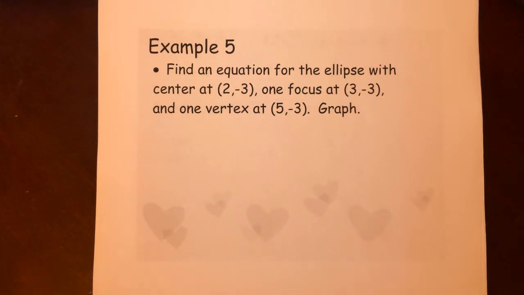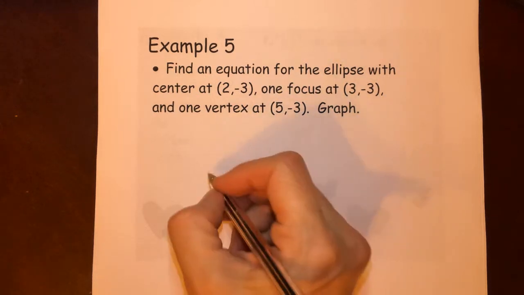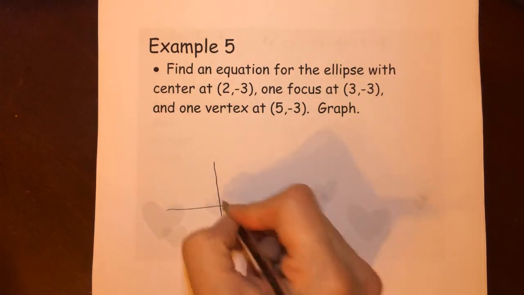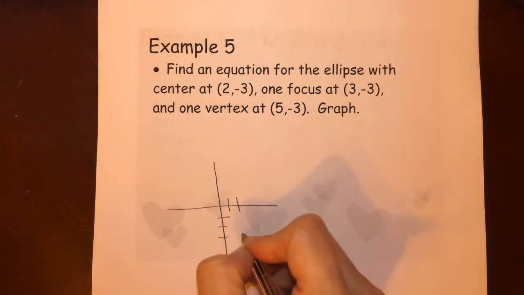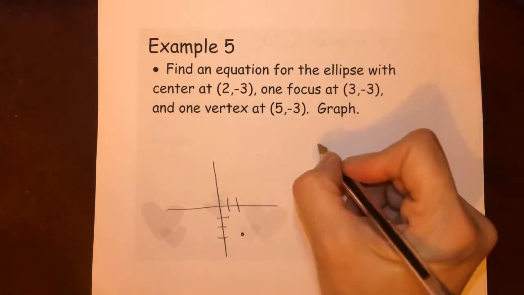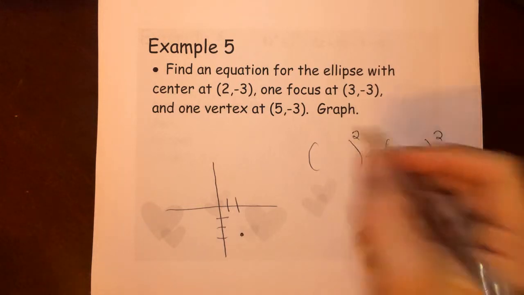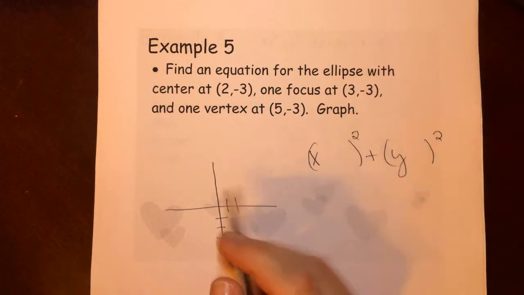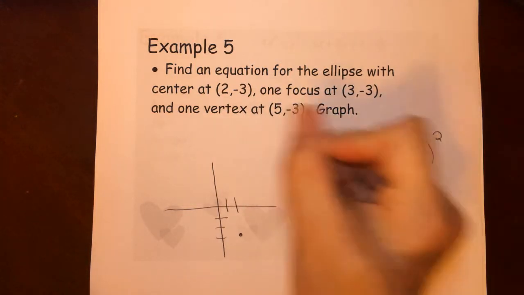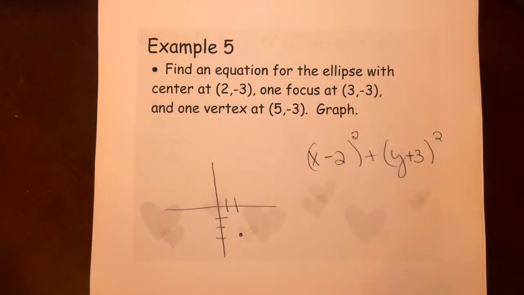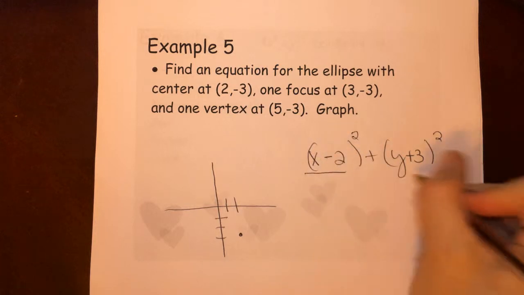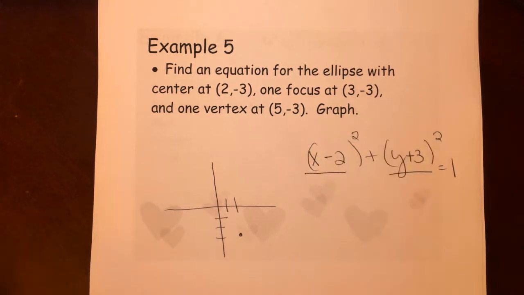Example 5 is the same type of example. They want me to find the equation, they want me to graph, given some information. They tell me the center this time is at (2, -3). So 1, 2, 1, 2, 3. There's my center, so I'm going to need parentheses this time. And you always write with the opposite. So the opposite of 2 is minus 2. The opposite of negative 3 is plus 3. And I know it's going to equal 1, and I know a plus sign has to go in the middle.